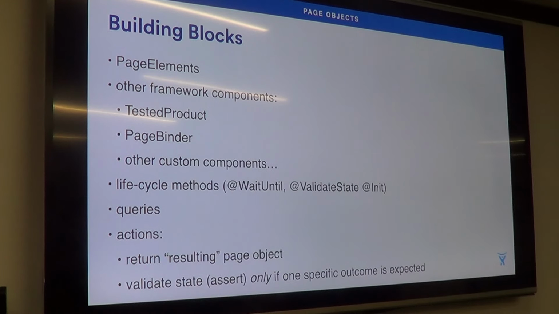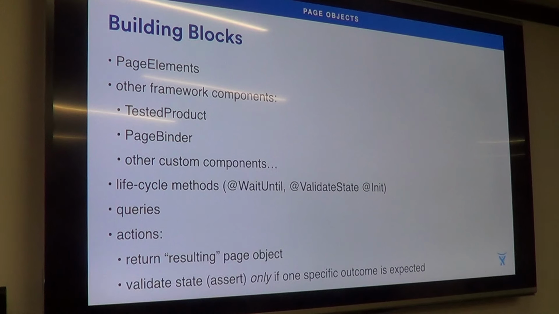Then you can have lifecycle methods that I already mentioned. There are three of them. Basically you just annotate, it's kind of like Spring pre-destroy or post-construct. You just annotate a public void method without arguments with one of those three, and it's going to get invoked after the page object has been created. Again, I think wait until is the most useful.